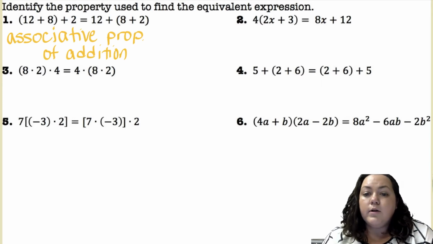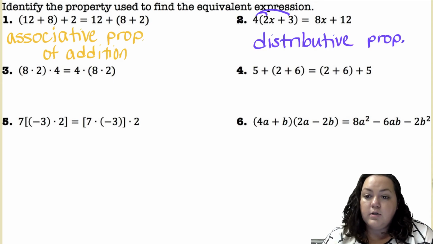Problem 2, I had 4 times the quantity 2x plus 3 equals 8x plus 12. So it looks different on the right side than it did on the left. Okay, and I distributed. So this is the distributive property. The next one, I have the quantity 8 times 2 times 4 plus 4 times the quantity 8 times 2.